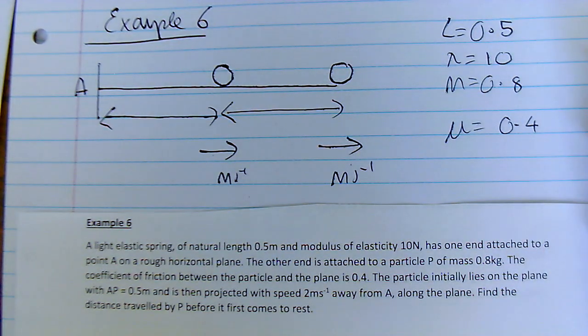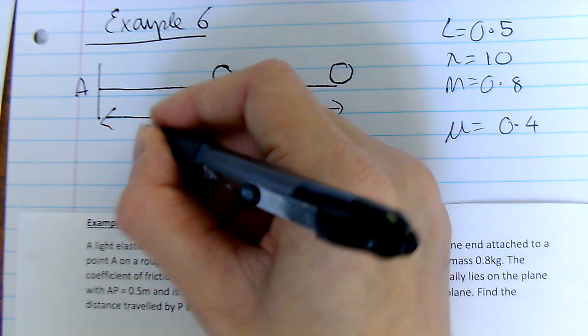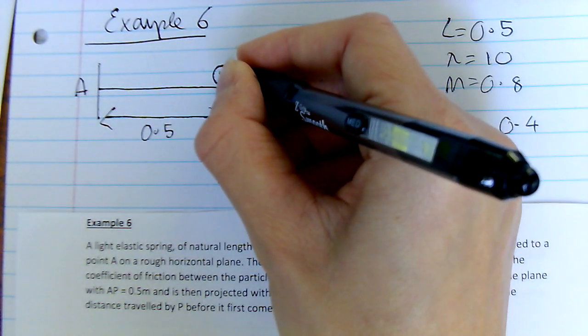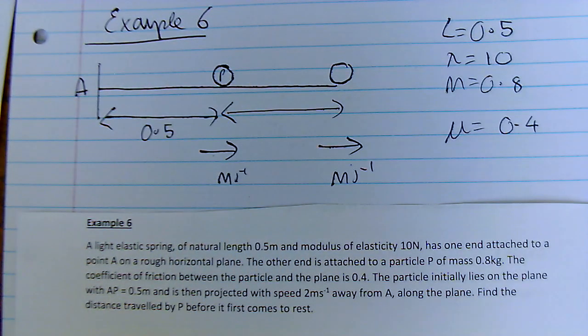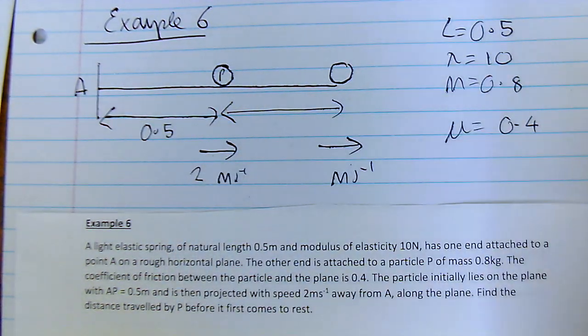A particle initially lies in the plane with AP equals 0.5. So this is the starting position, and this distance, we call this particle P, is 0.5. And is then projected with a speed of 2. So projected from here with a speed of 2 away from A along the plane. Find the distance travelled by P before it comes to rest.